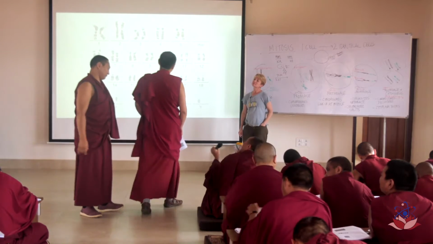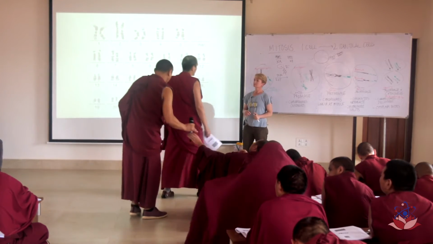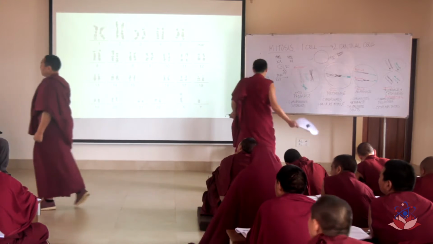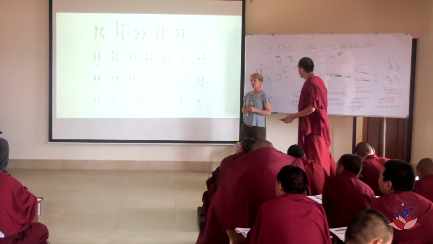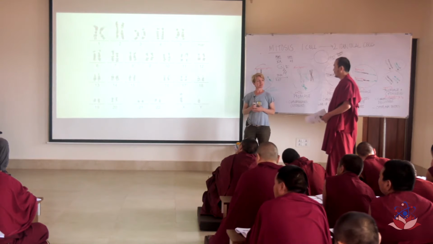So the 23 pairs of chromosomes, are they present in all cells? All cells except sperm and eggs.